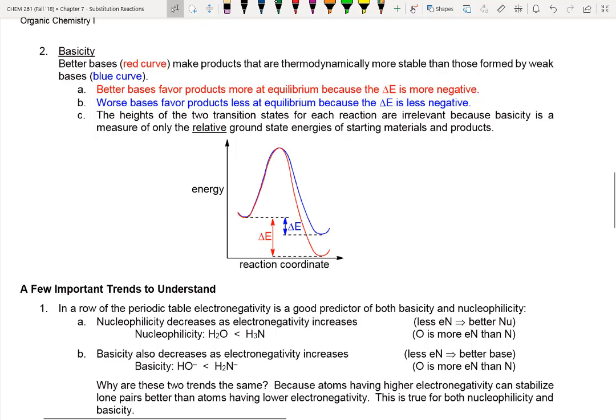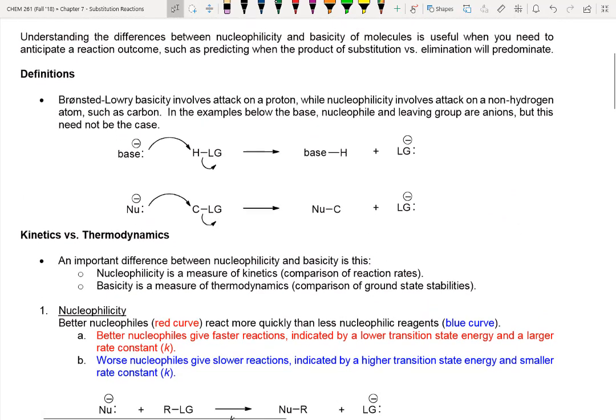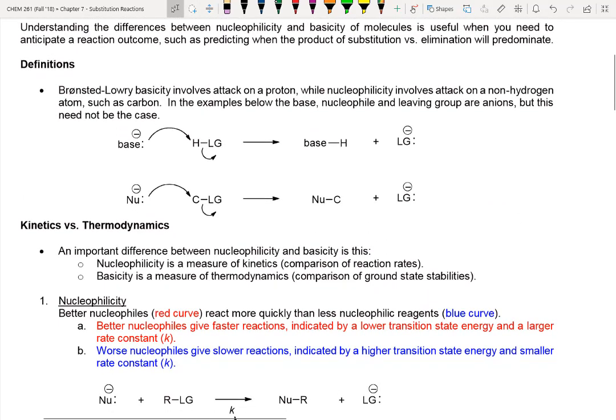However, the blue base, or the blue curve, shows a worse base that has a smaller drop in energy, but in this case, the activation energies were about the same for each of them. The interesting thing with acid-base reactions is, if you think about a base, right? A base is trying to pluck off a proton. It's not that hard to pluck off a proton, so the activation energy is pretty small and insignificant, so we don't worry about the activation energy for acid-base reactions very much.